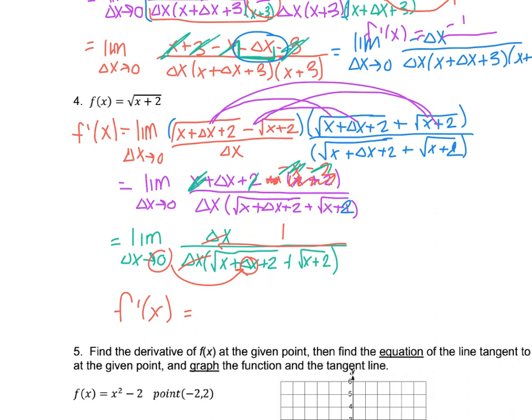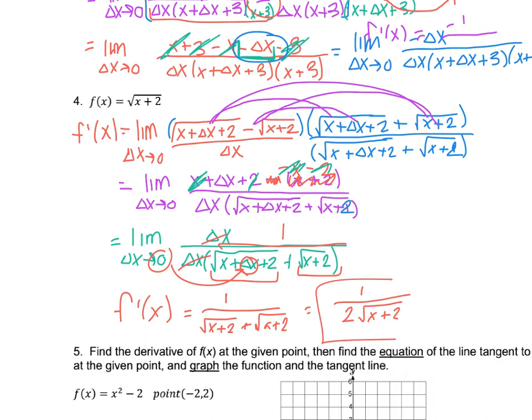Let me write it out. I don't want to skip too many steps here. 1 over the square root of x plus 2. That's what this is going to turn into, plus the square root of x plus 2, right here. So that simplifies to 1 over 2 times the square root of x plus 2. I have one of them here, one of them here, so I have 2 of them. So this is the derivative f prime of x when f of x is the square root of x plus 2. All right, what does this derivative tell us?